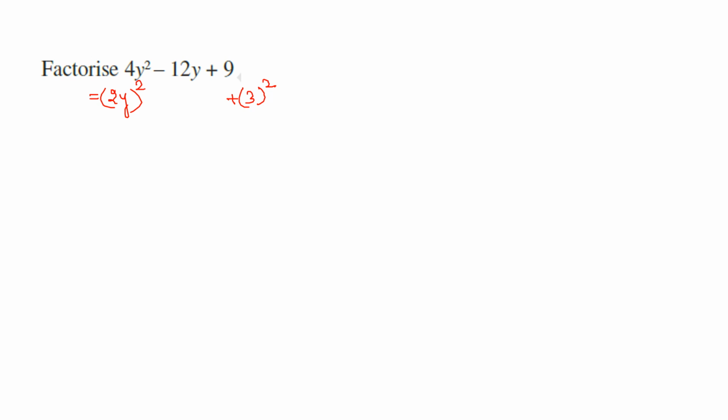Okay, and just now we have studied the identity (a − b)² = a² − 2ab + b². So if I consider 2y as a and 3 as b, I have got my a² and b². Now I have to see this 2ab. So minus 2 into 2y into 3. Now if you multiply, you will see you are getting 12y.